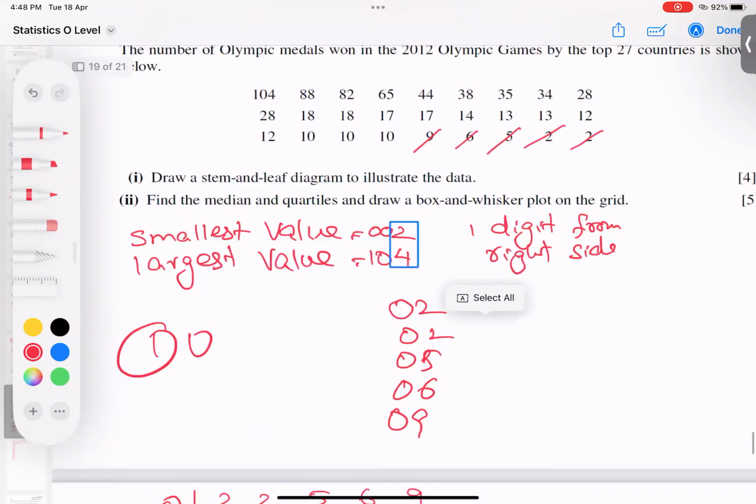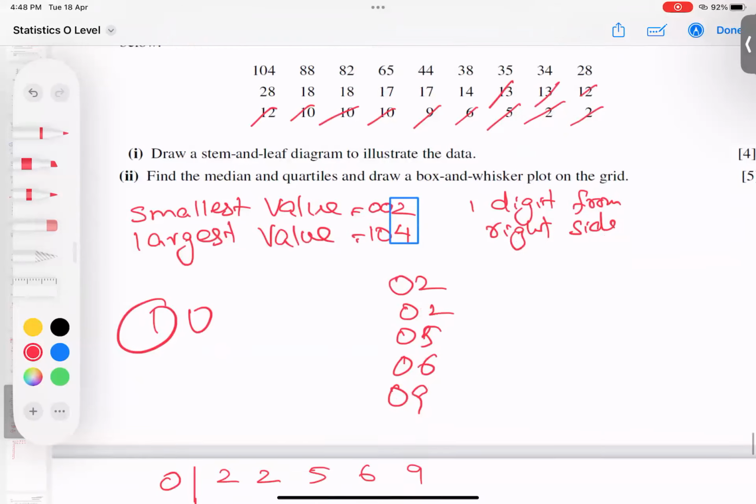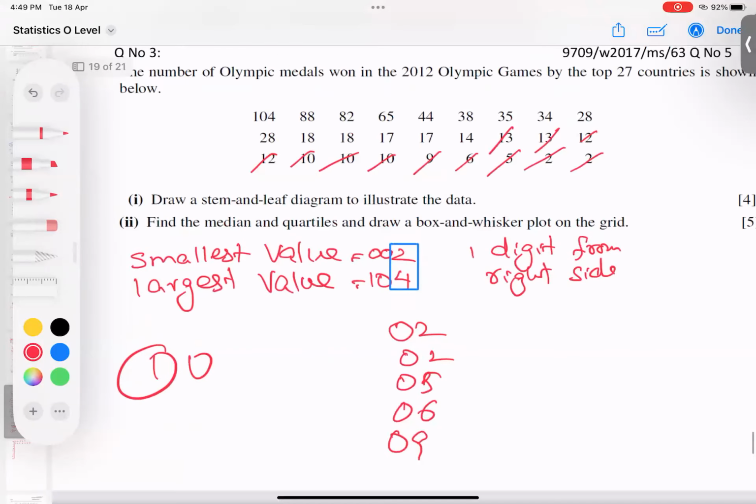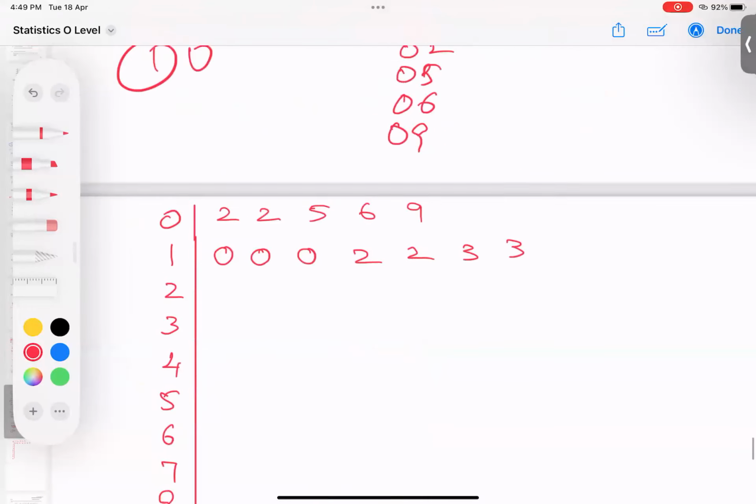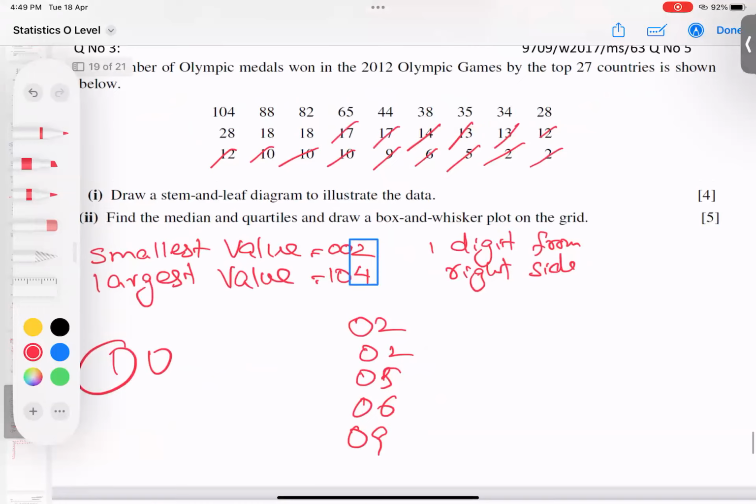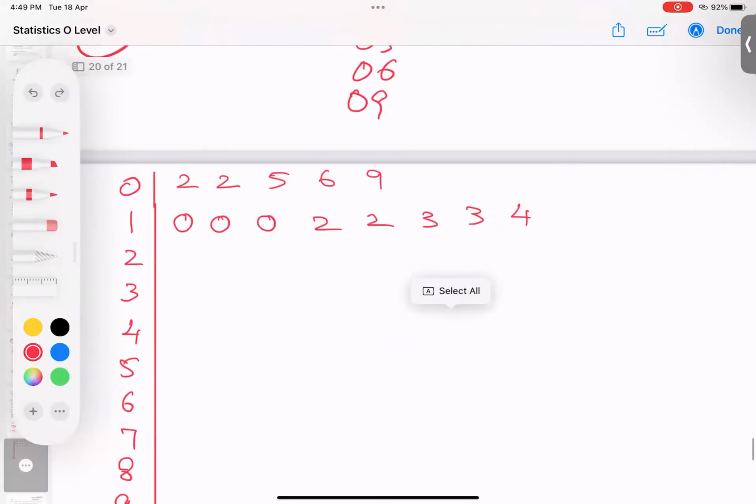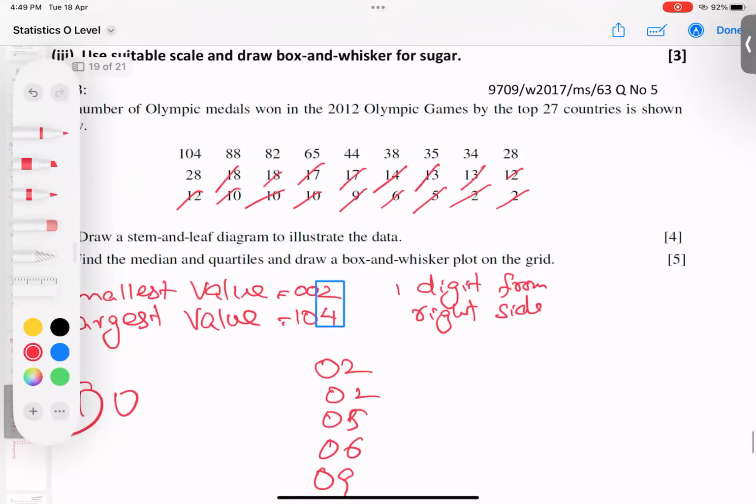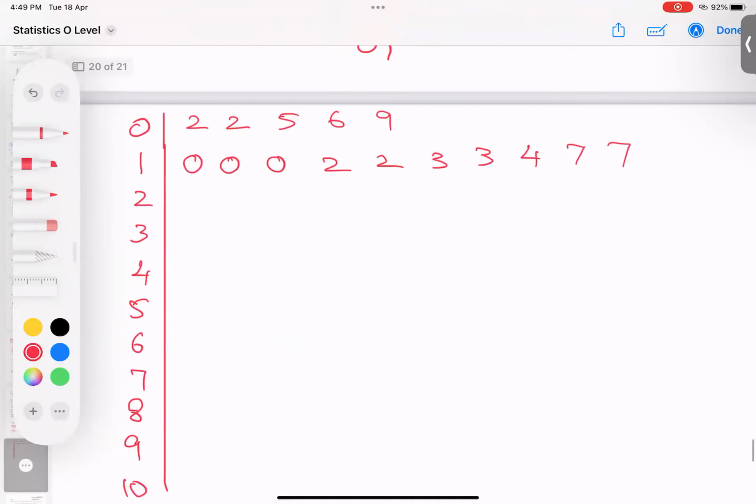Then, students, let me cut 10, 10, 12, 12. Then 13 two times, so 3, 3. And then we have 14 one time, so I write 4 here. Then I have 17 two times, so 1 is already here. 17 means 7 and 7. I believe you understand. Then 18 two times, so I think you got the idea, 8 and 8.